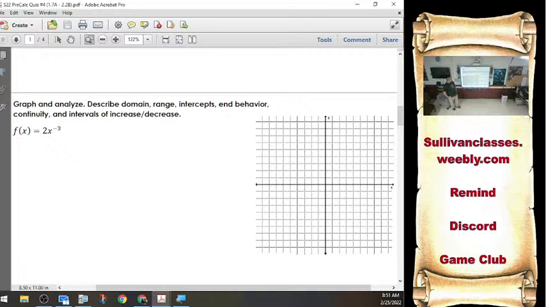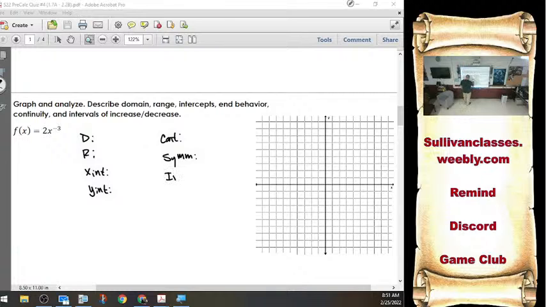Okay, graph and analyze. Tell me all the stuff. Domain, range, x-intercept, y-intercept, continuity, symmetry. That doesn't even ask for symmetry. I don't care, I'm writing it. Increase, decrease, limit as x approaches. Okay, I'm going to write all the stuff.